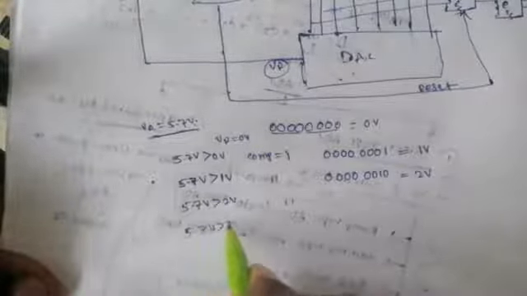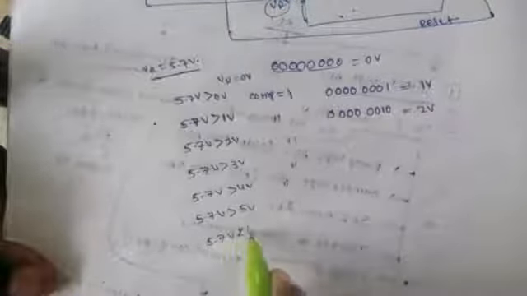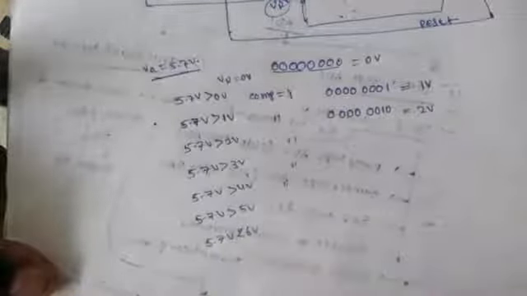Again it is repeated: 5.7 volts is greater than 3 volts, greater than 4 volts, and greater than 5 volts. But 5.7 volts is less than 6 volts.